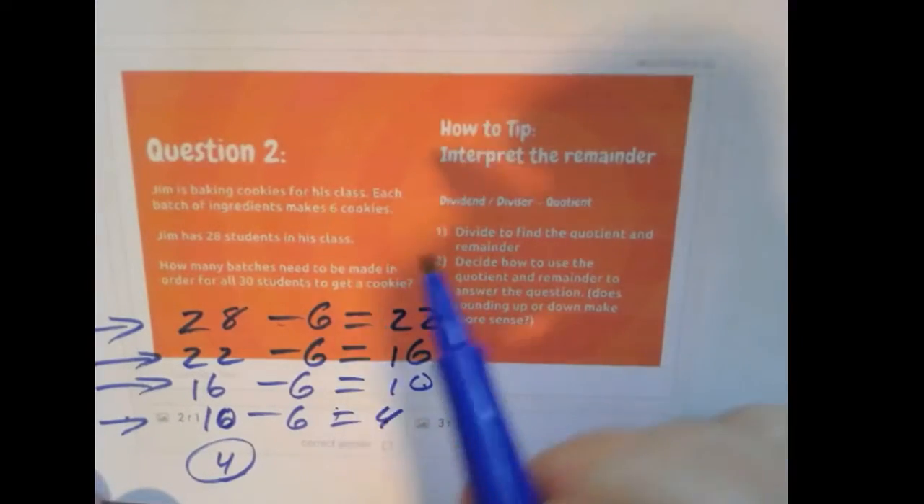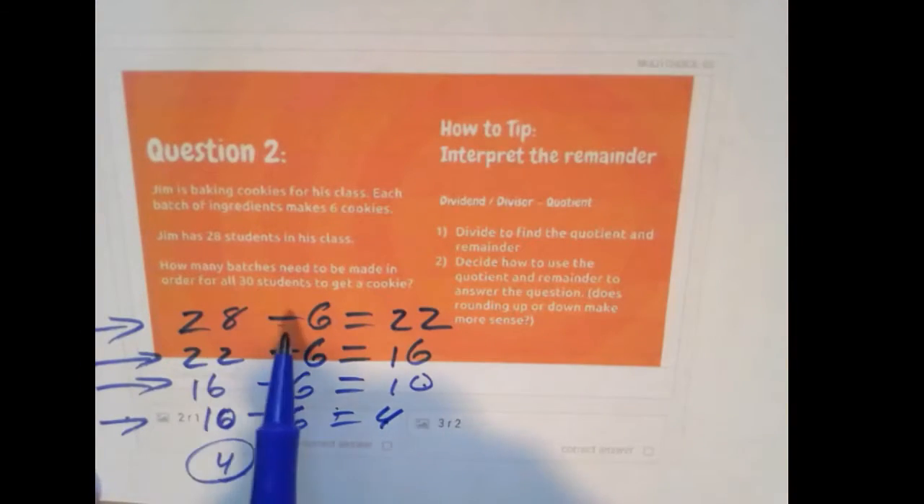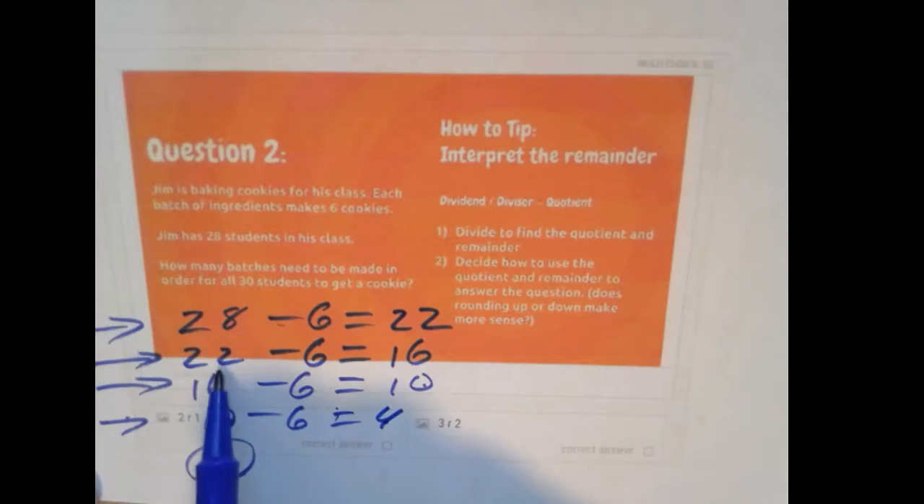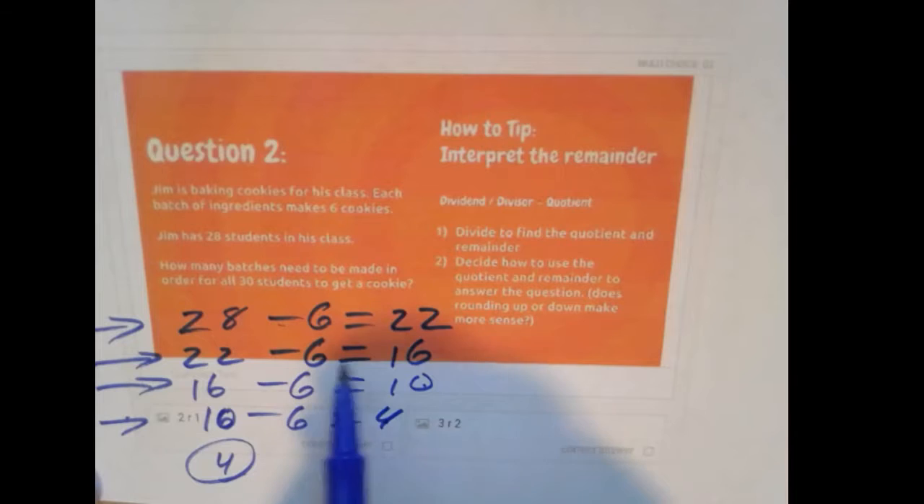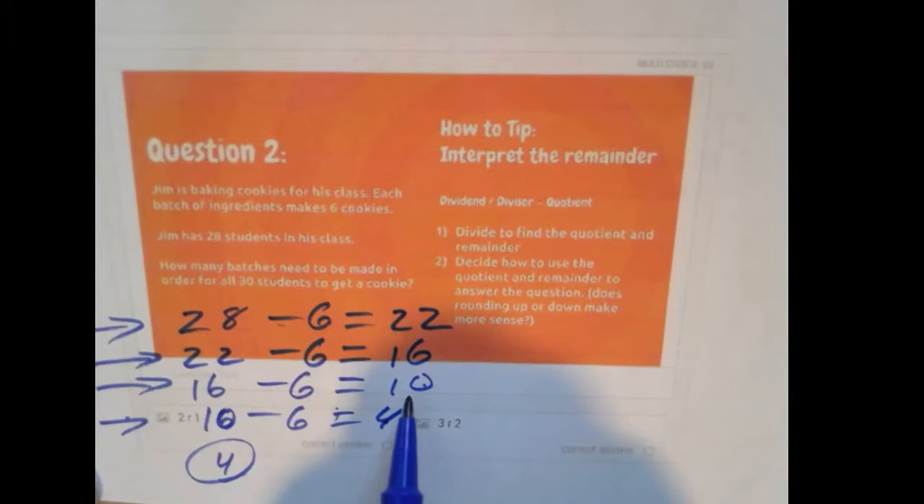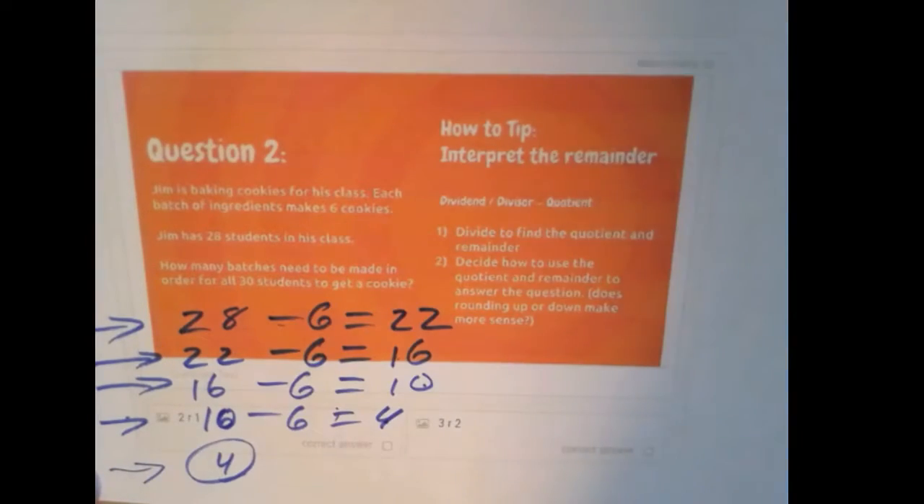divided these different ways, so let's look at it again. So 28, and then we make 6, so there's 22. 22 take away 6 gives us the 16. 16 take away 6 gives us 10, and 10 take away 6 gives us 4. So how many batches do we need to make? What do you think?